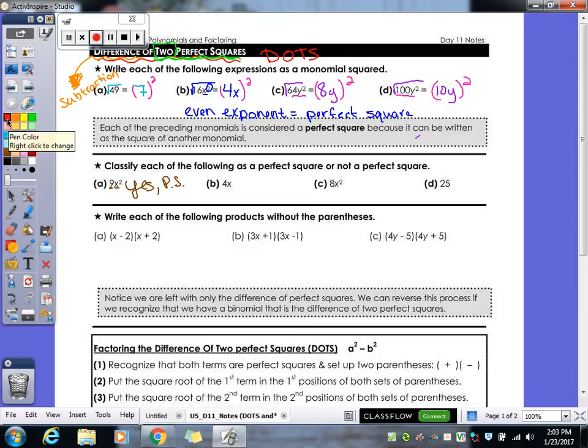If we look at B, a lot of people want to jump and tell me, yes, that's a perfect square because they see the 4. But that exponent up there on your x, that's a 1. That's not a perfect square. So this one's not a perfect square. Let's take a look at example C. Here we have x squared. That is perfect, but our 8 is not. So the whole thing is not a perfect square. And then if we look at our last one, we got a 25. And yes, 25 is a perfect square.